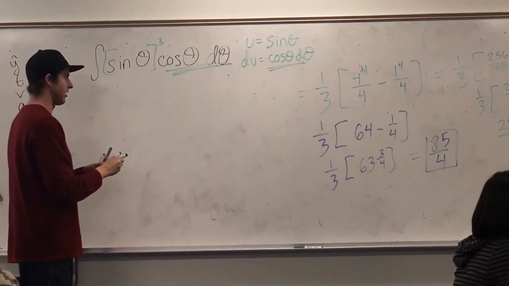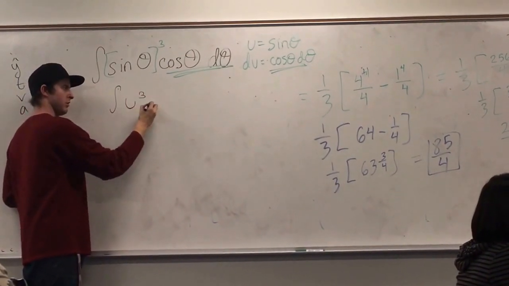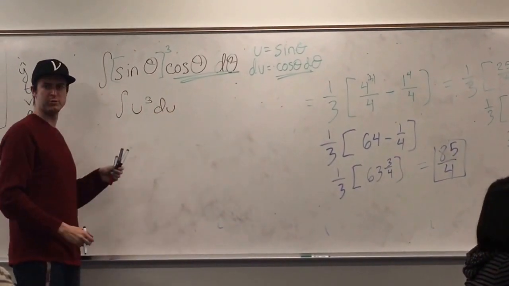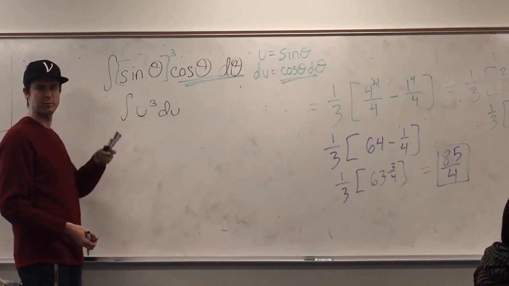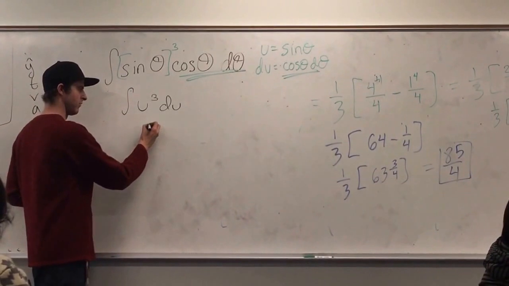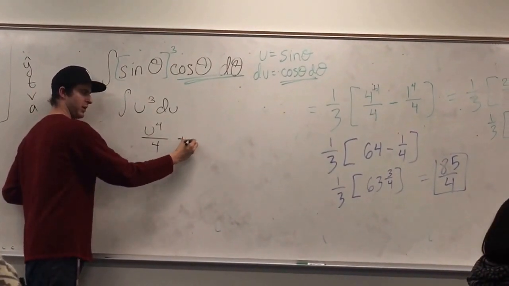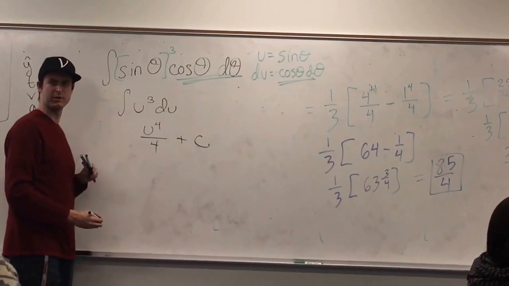So this is just the integral of u cubed du. I don't change endpoints. Why not? Because there aren't endpoints. So in this kind of u substitution, you just do the integral. It's u to the fourth divided by 4 plus c. Right? Don't forget the plus c.